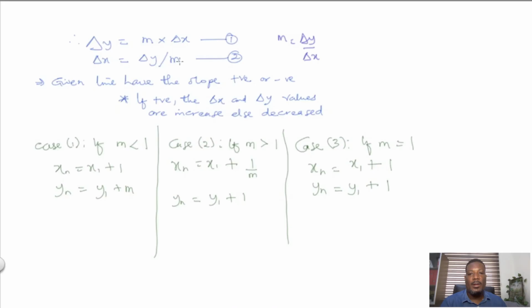Now, with a given line, the slope can be of any form in terms of it being positive or negative. What does it mean to have a slope being positive or negative? When we have m greater than 0, of course, it means the slope, which is the gradient, is positive. When we have m less than 0, it means the slope is negative.